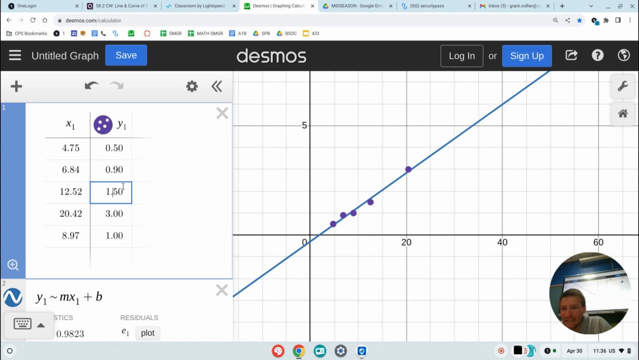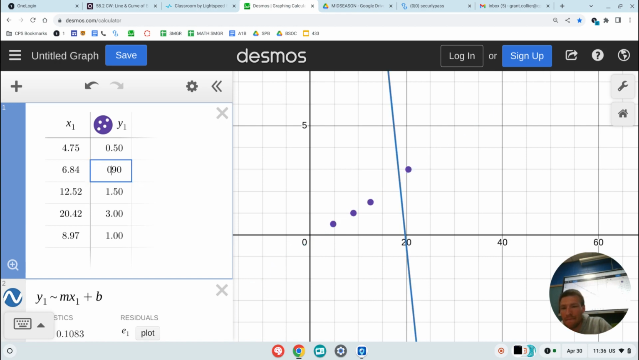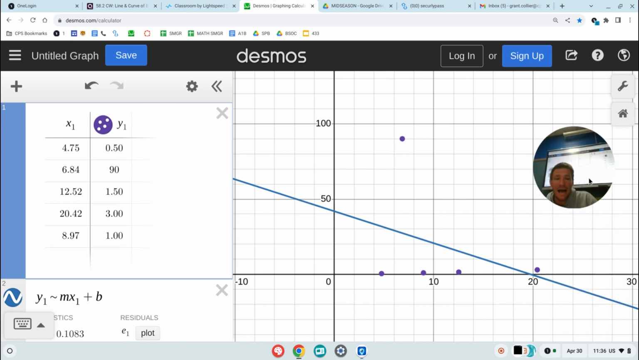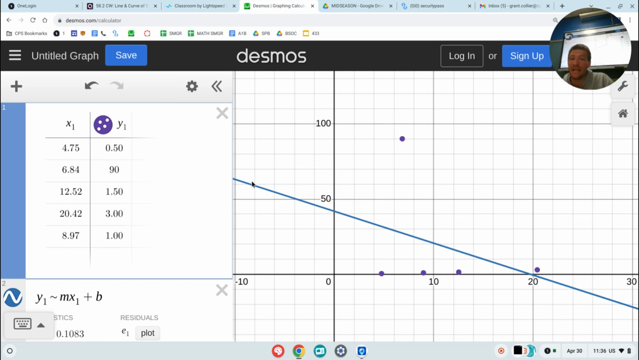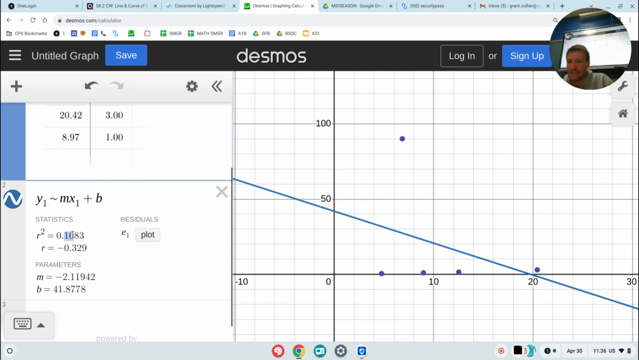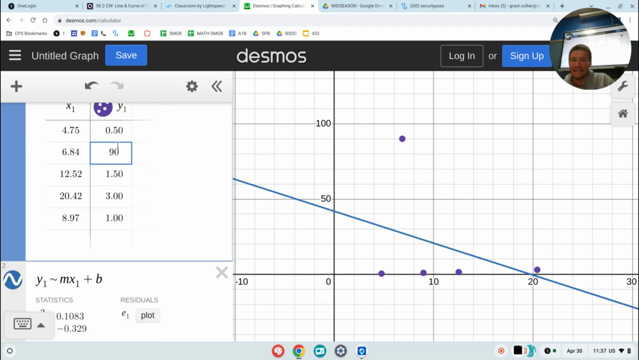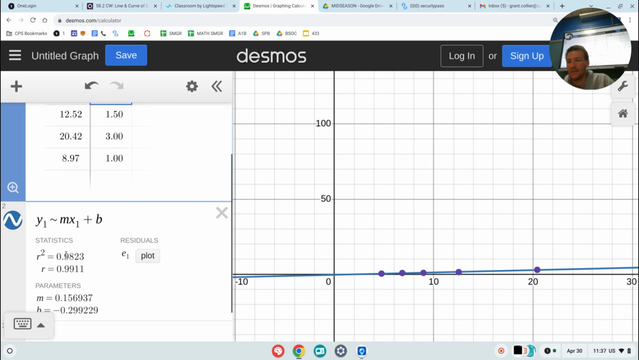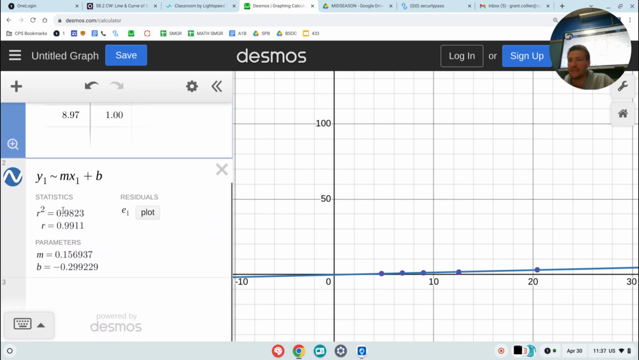What if I accidentally, instead of 0.90, what if I make it just a straight up 90, right? Now this dot is way in the wrong spot. Now Desmos is trying to make a good line, and this line is not very good. And look how confident Desmos is, 10%, right? So if you have a bad R squared, it probably means your data is wrong. It probably means you made a mistake. As soon as I make this 90 into a 0.90, it's going to fix the dot. Desmos is going to say, oh, thank you. That makes more sense. Now I'm 98% confident again.